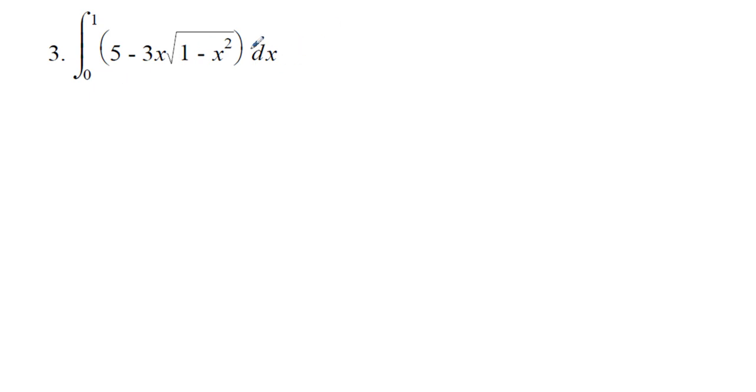So we've got a real deal going on here. What I want to do is split up this integral from these different terms. I want to go from 0 to 1 of 5 dx minus, I'm going to put 3 out front, 3 times the integral from 0 to 1 of x square root of 1 minus x squared dx.